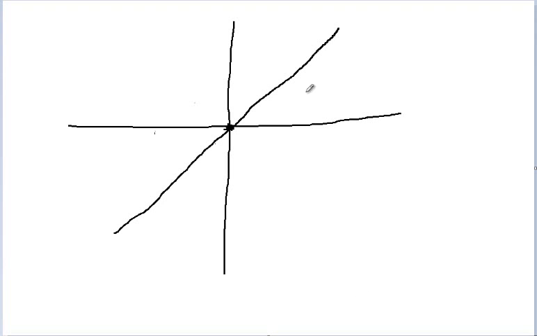So when you're trying to find slope on a graph, what you're going to want to do is find your rise, which is your way up or down, over your run, which is your way left or right. Up is going to be positive. Down is going to be negative. Left is going to be negative, and right is going to be positive.